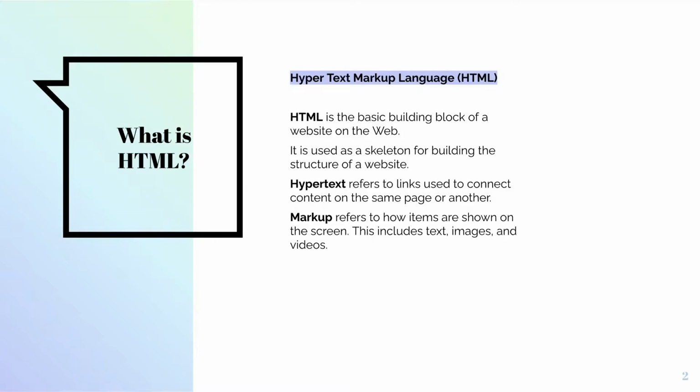And then there's markup. That refers to how an item is shown on the screen, whether that's text, images, videos, whether it's a paragraph on the page, whether it's a header. These are things that refer to markup, and HTML has a special way of displaying that by using brackets.